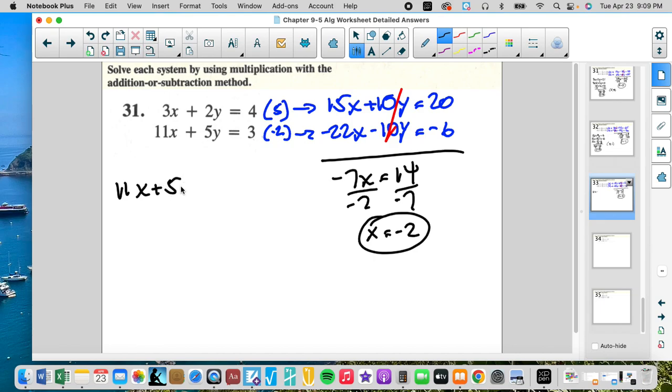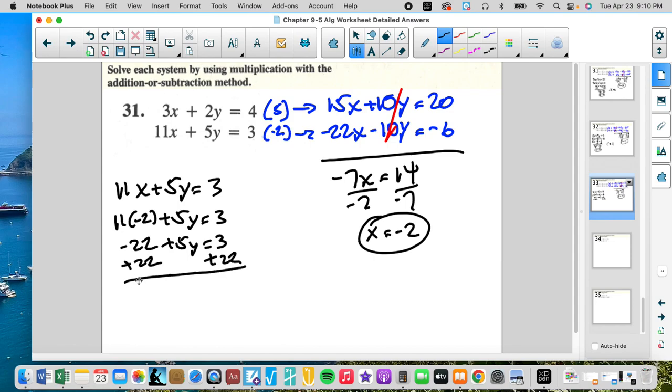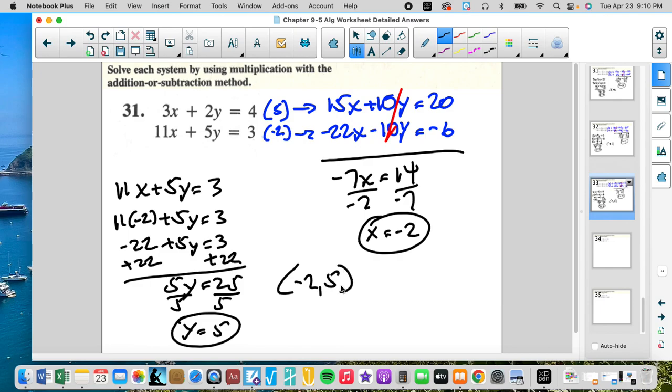11x plus 5y equals 3. 11 times negative 2 plus 5y equals 3. Negative 22 plus 5y equals 3. Add 22, which is a nice number. 5y equals 25. Divide by 5. Y equals 5. Negative 2, 5. 2 more. Here we go.